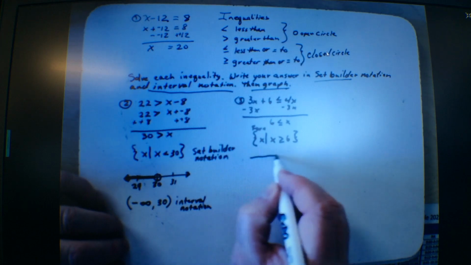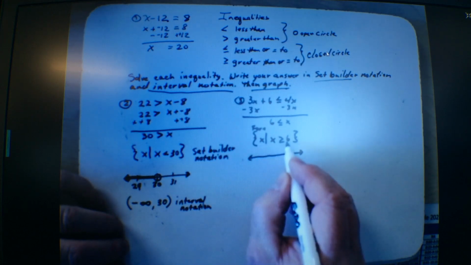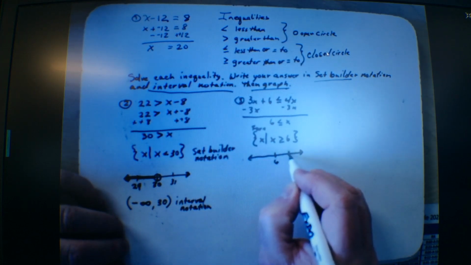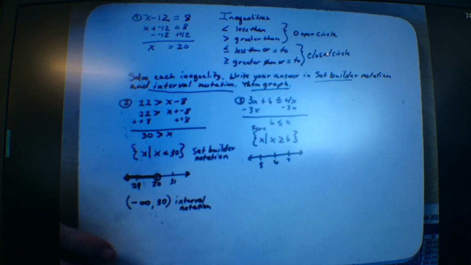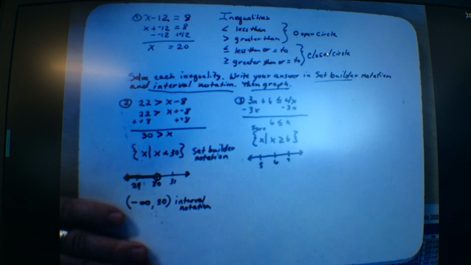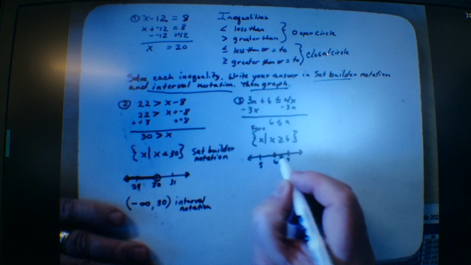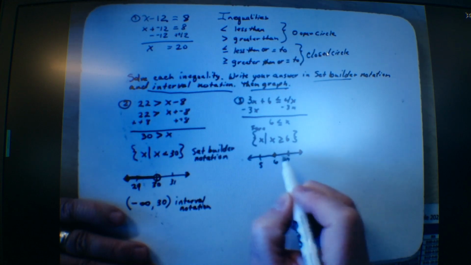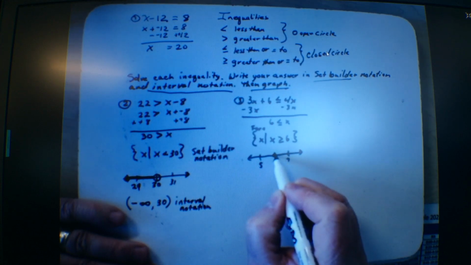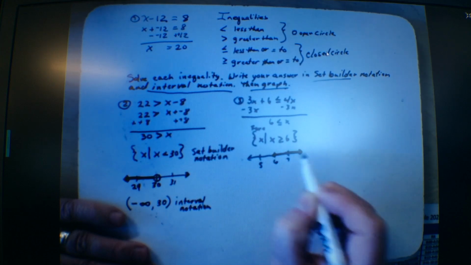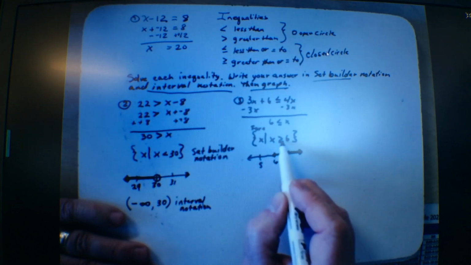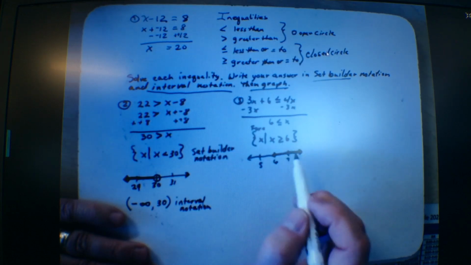Now I graph it. I take the number that my answer is, 6, I put it in the middle, and I go 7 and 5. Do I have a closed circle or an open circle on 6? A closed circle. And I shade to the right. I want all the numbers that are greater than or equal to 6. And this arrow and this arrow point the same way.